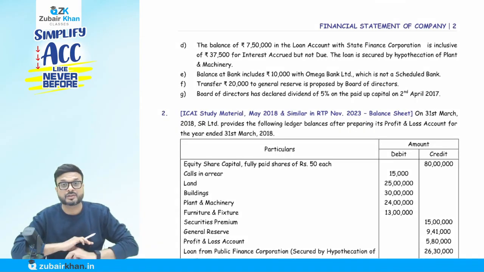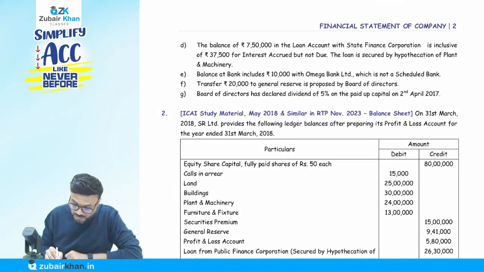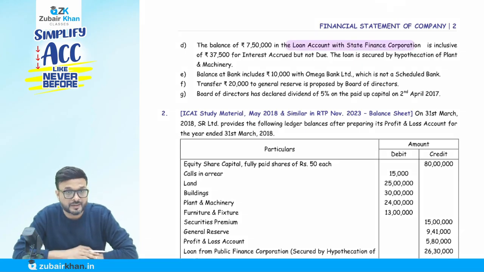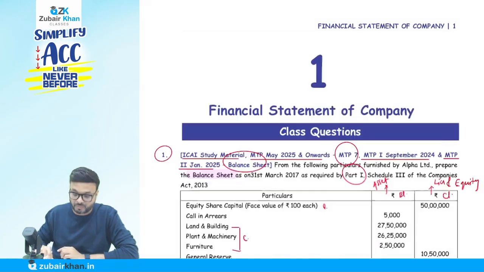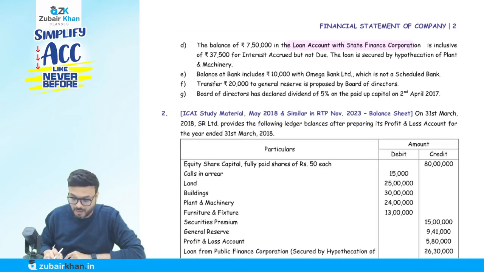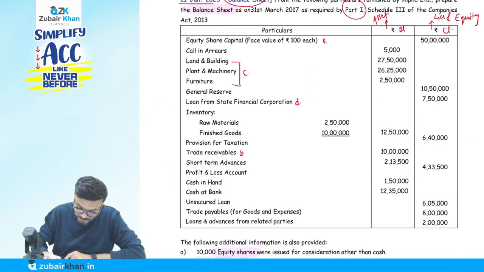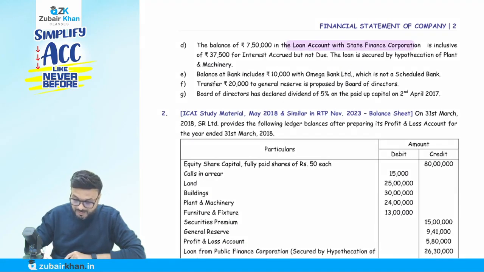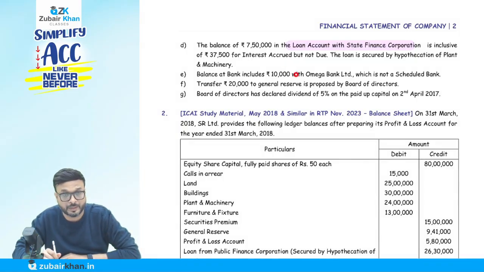Then they say the balance of rupees 7,50,000 in the loan account with State Finance Corporation is inclusive of rupees 37,500 for interest accrued but not due, and the loan is secured by the hypothecation of plant and machinery. Something is mentioned about this loan that we have taken, in point D. Now they say the balance at bank includes rupees 10,000 with Omega Bank Limited, which is not a scheduled bank.